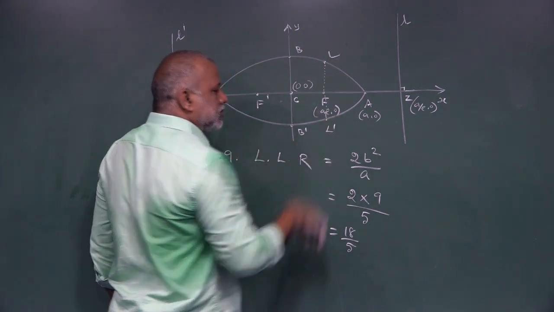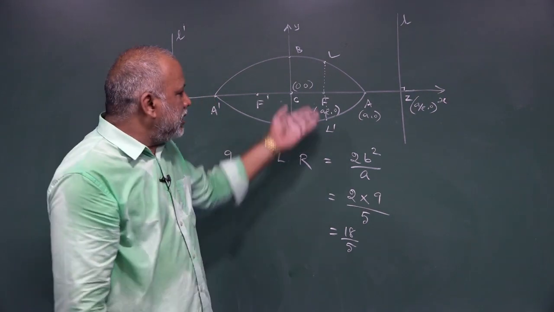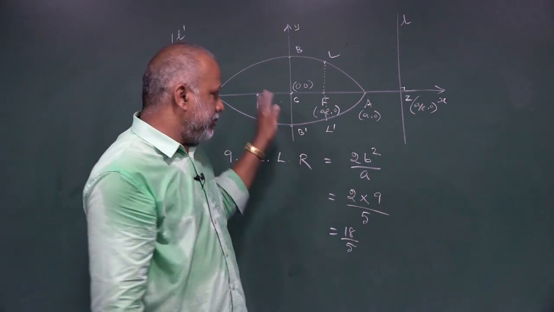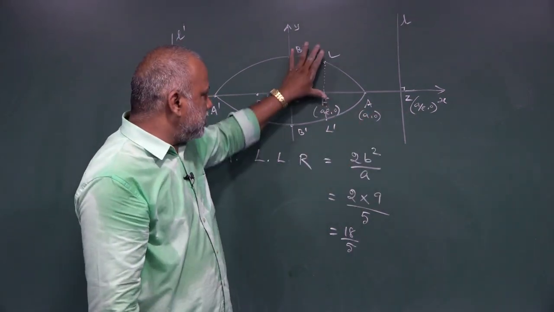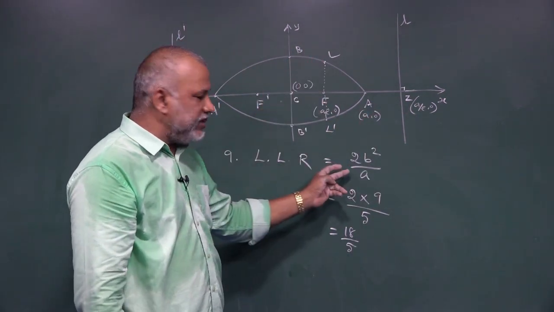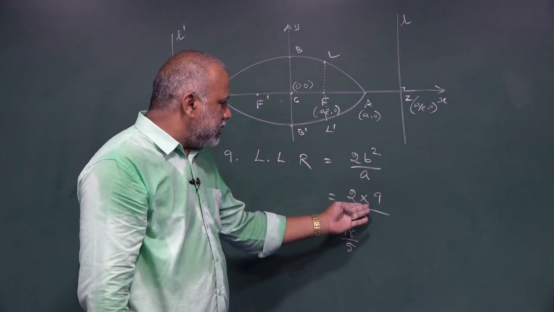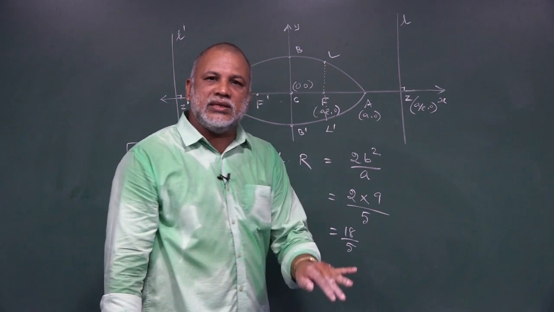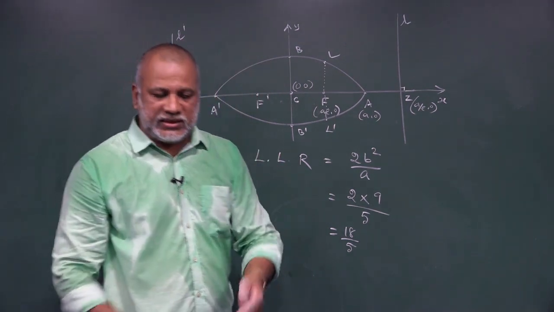This is the length of the latus rectum, L L dash. What is the definition? It is a focal chord perpendicular to the axis. See, perpendicular to the major axis. So this is L and L dash is the length. We derived already 2B squared by A. Just substitute B squared equal to 9, A equal to 5: 18 by 5. This is the length of the latus rectum.